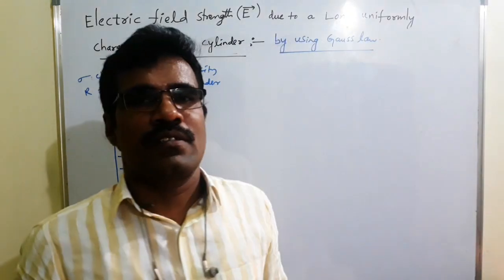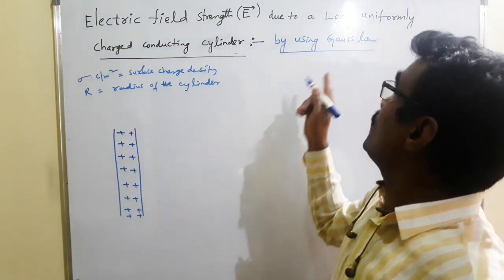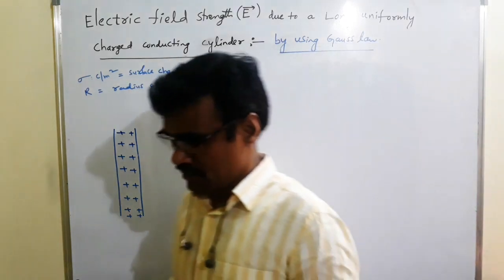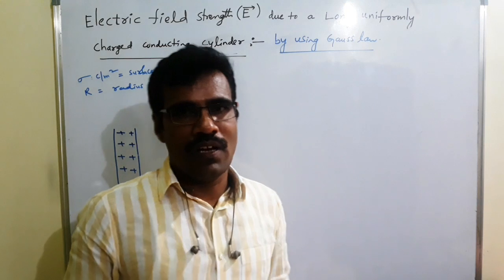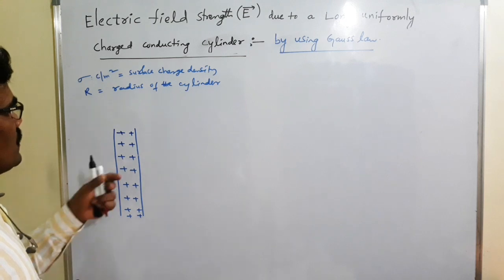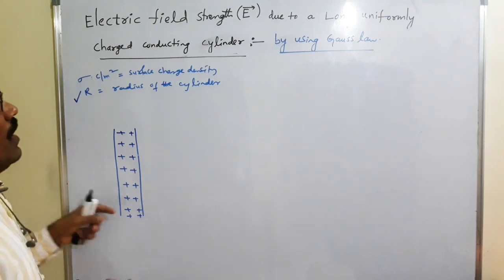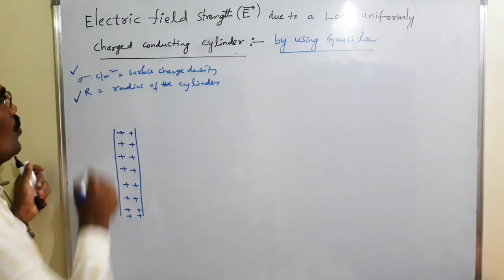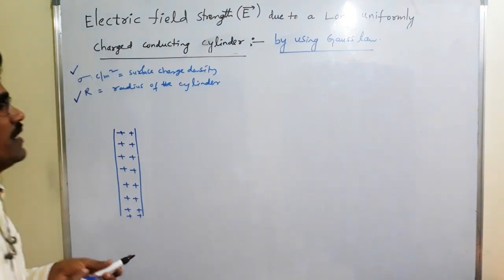Hello my dear students, we are going to discuss electric field strength due to a long uniformly charged conducting cylinder by using Gauss law. We know the Gauss law. So here let us consider the radius of the conducting cylinder is capital R and its surface charge density is sigma coulomb per meter square. Coulomb per meter square is the SI unit of surface charge density.